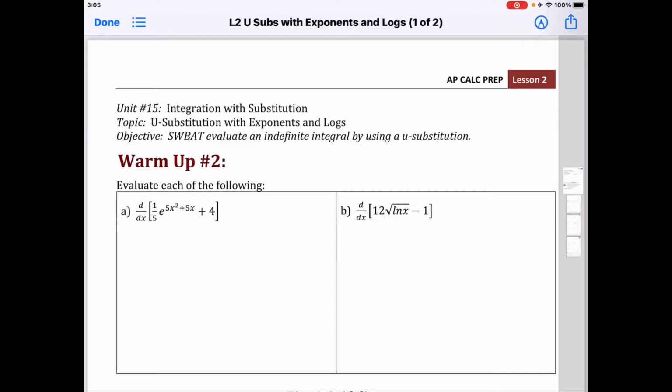Hey guys, welcome to Unit 15, Lesson 2. Our topic today is U-Substitution with exponents and logs. So in this lesson we are going to be doing more indefinite integrals.